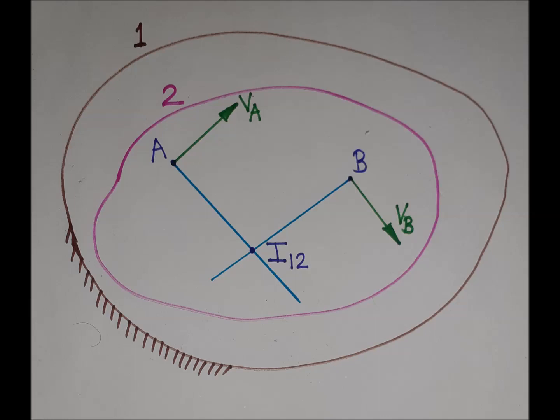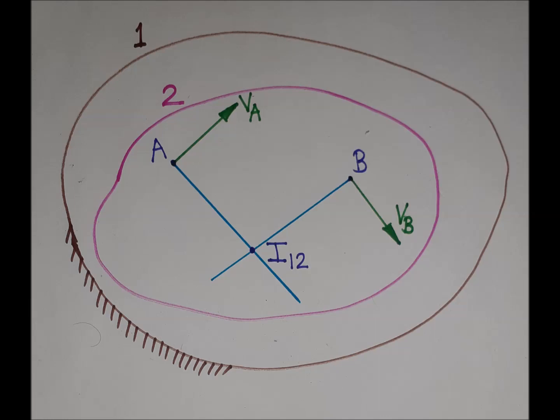Planar body 1 is fixed and planar body 2 is moving. So we can imagine planar body 2 as a rotating member or disc about center I12. It means at this instant planar body 2 is having pure rotational motion about center I12.